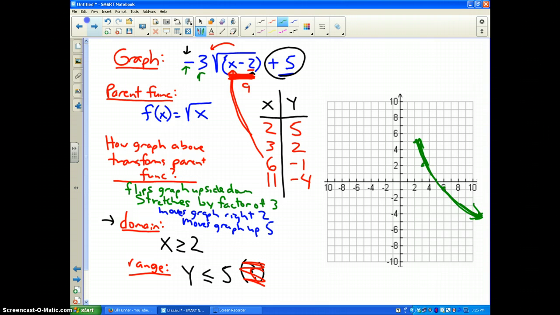And there you go. That's the starting point. It can't go past that point. So therefore, our graph did get flipped upside down, and it got stretched by a factor of 3, which means it got elongated in that direction, and it's right 2 and up 5. And there you go, people. That is how you graph transformations for radical functions.